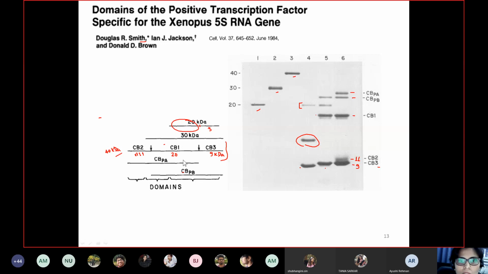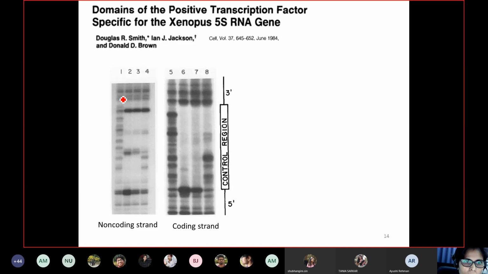So now after this, they wanted to check which of these fragments is binding to the DNA. Again, they performed footprinting assays. What you see here is the 40 kilodalton, then 30 kilodalton and 20 kilodalton protein. Like the wild type, this 30 kilodalton is able to bind your DNA.